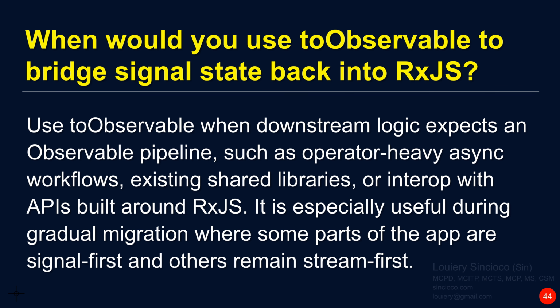When would you use toObservable to bridge signal state back into RxJS? Use toObservable when downstream logic expects an observable pipeline, such as operator-heavy async workflows, existing shared libraries, or interop with APIs built around RxJS. It is especially useful during gradual migration, where some parts of the app are signal-first, and others remain stream-first.